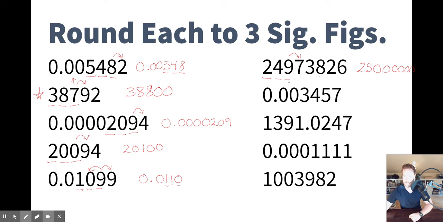Now, this is really interesting because we did this right, but this number only has 2 significant figures. Technically, this 0 is significant, but we don't have a way of showing that.